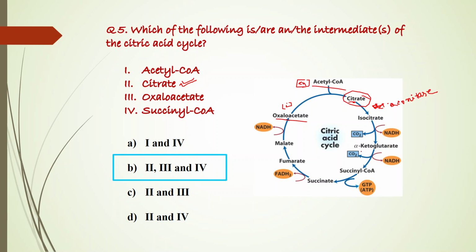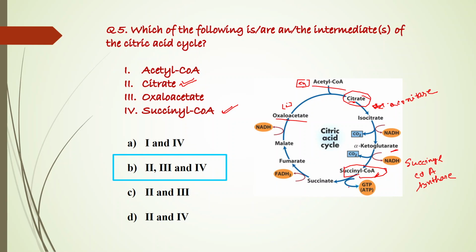The next step is from alpha ketoglutarate we go to succinyl coenzyme A. That is done by succinyl CoA synthase. With the help of this enzyme, alpha ketoglutarate is transformed to succinyl CoA. So yes, succinyl CoA is another intermediate of our TCA cycle. So yes, the fourth one is definitely another intermediate.